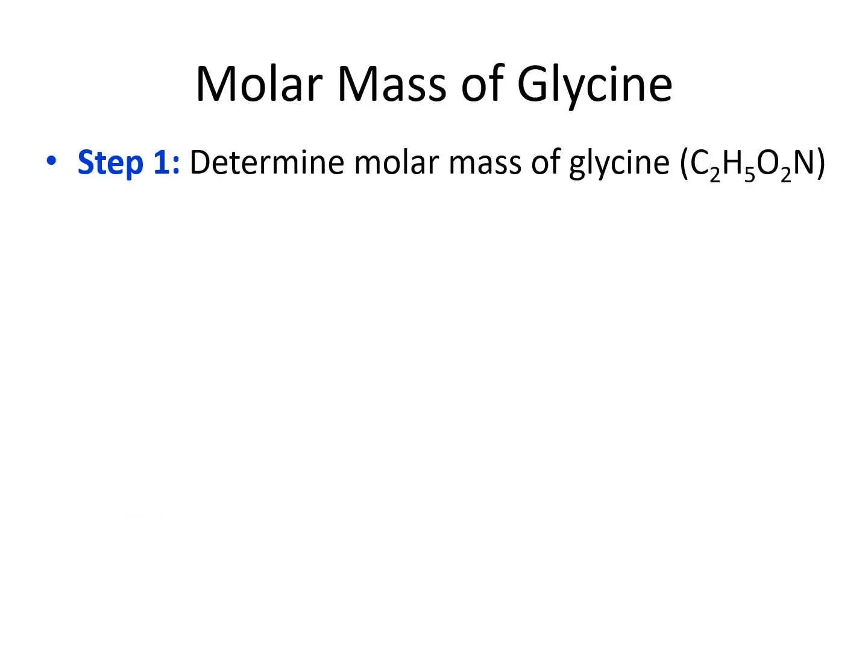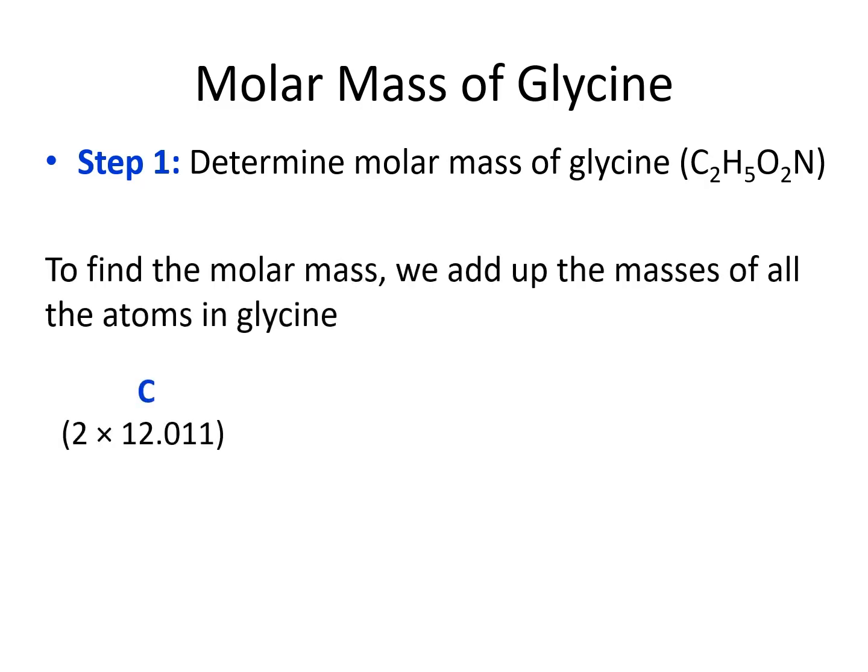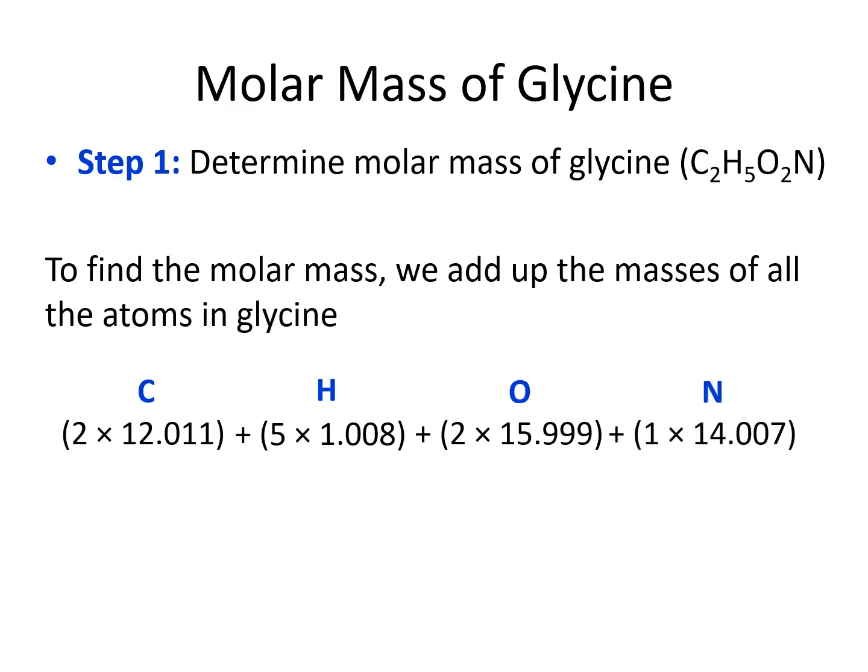In our first step, we calculate the molar mass of glycine by taking 2 times the mass of carbon, 5 times the mass of hydrogen, 2 times the mass of oxygen, and 1 times the mass of nitrogen, and adding them up. We come out with a molar mass of 75.067.